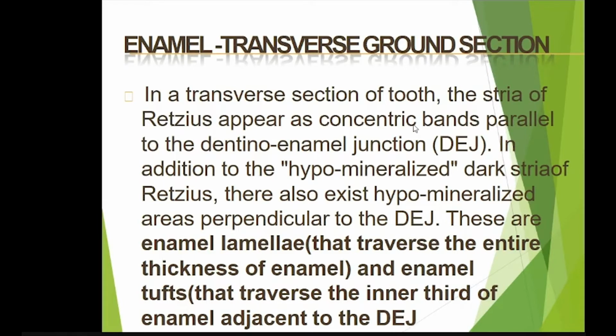What else do we see? In addition to the hypomineralized dark striations, there also exists a hypomineralized area. We can observe a hypomineralized area perpendicular to the dentino-enamel junction. These are called enamel lamellae. The definition of enamel lamellae: they are hypomineralized areas perpendicular to the dentino-enamel junction that traverse the entire thickness of enamel, and enamel tufts traverse the inner third of the enamel.